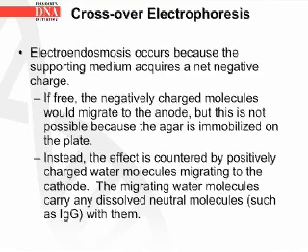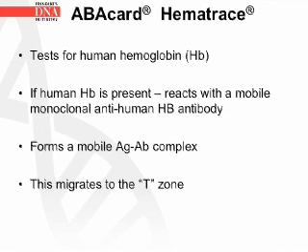Electroendosmosis occurs because the supporting medium acquires a negative charge. If free, the negatively charged molecules would migrate to the anode, but this is not possible because the agar is immobilized on the plate. Instead, the effect is countered by positively charged water molecules migrating to the cathode. The migrating water molecules carry any dissolved neutral molecules such as IgG with them.